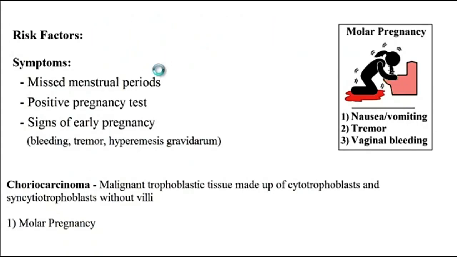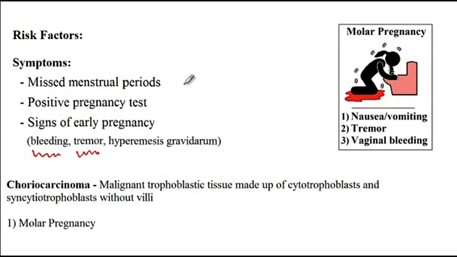And then in terms of the symptoms, patients with molar pregnancy can present with missed menstrual periods, positive pregnancy tests, as well as early signs of pregnancy, like for instance bleeding, which results from separation of the tumor from underlying tissue that can cause vaginal bleeding. Tremors, which is from the hyperthyroidism that develops in these patients.